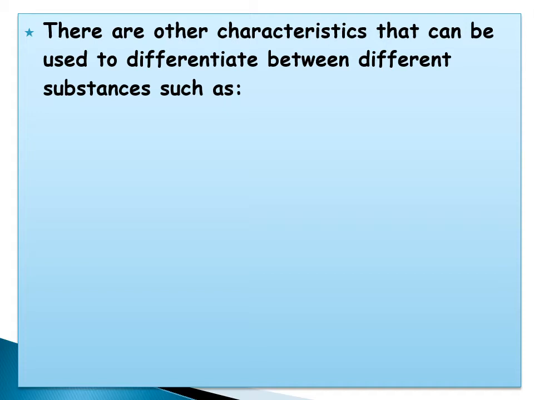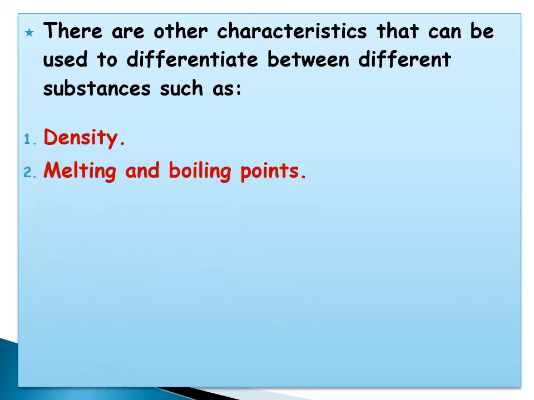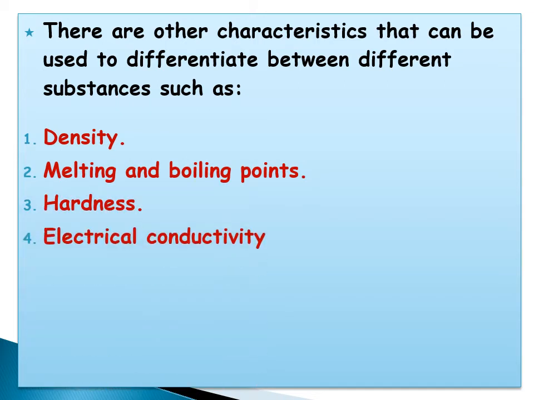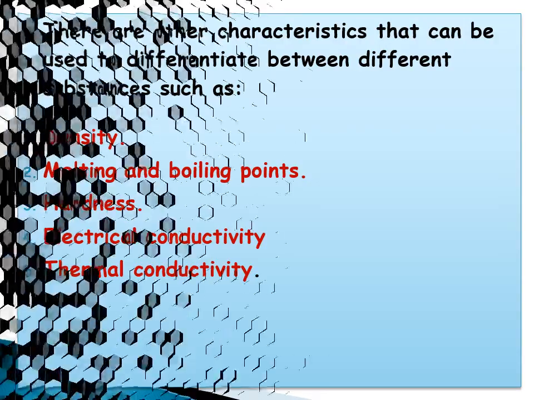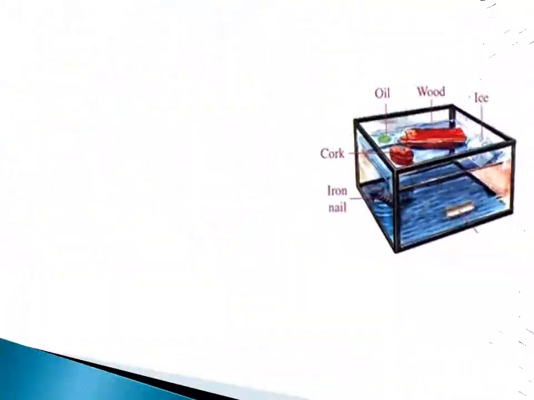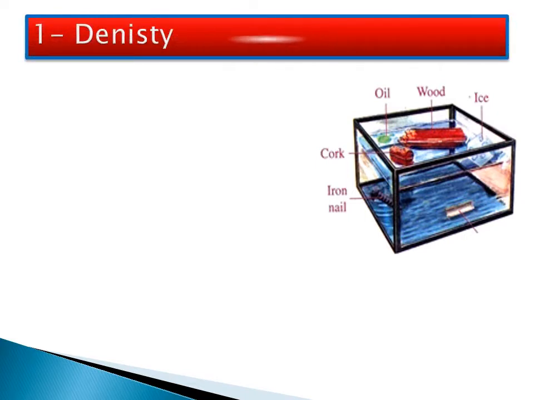There are other characteristics that can be used to differentiate between different substances. These properties are density, melting and boiling point, hardness, electrical conductivity, and thermal conductivity. Now we will talk about number one, density. Let's do an experiment to show that density can be used to differentiate between some substances.